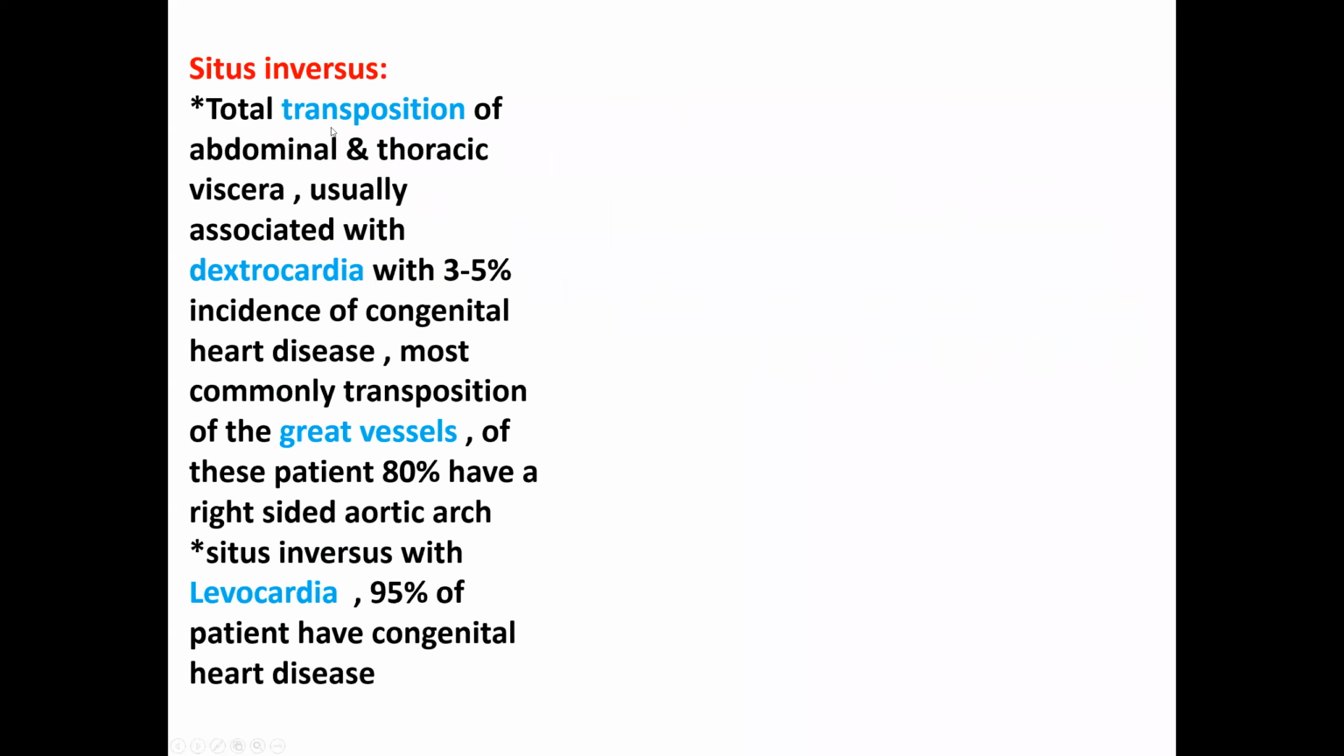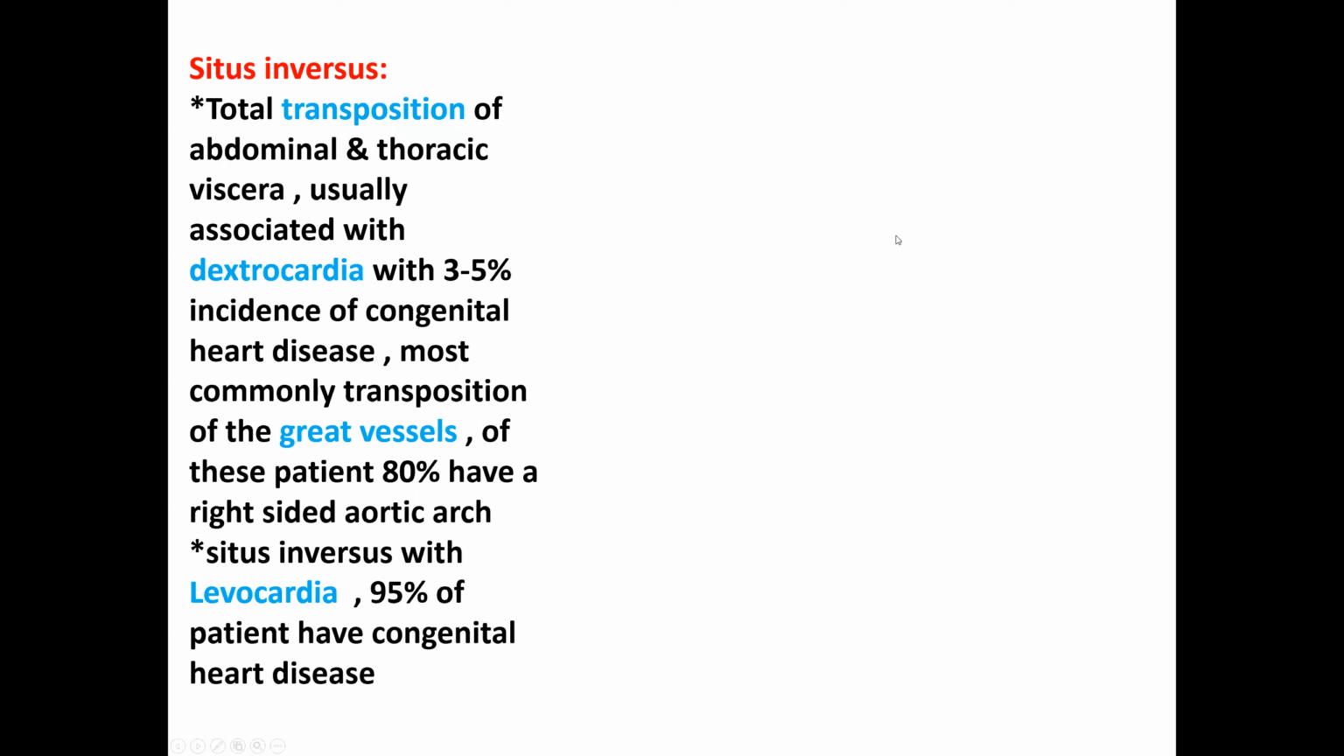Situs inversus. Total transposition of abdominal and thoracic viscera, usually associated with dextrocardia, with 3 to 5% incidence of congenital heart disease. Most commonly, transposition of the great vessels. Of these patients, 80% have a right-sided aortic arch. Situs inversus with levocardia, which is left-sided heart, 95% of patients have congenital heart disease.